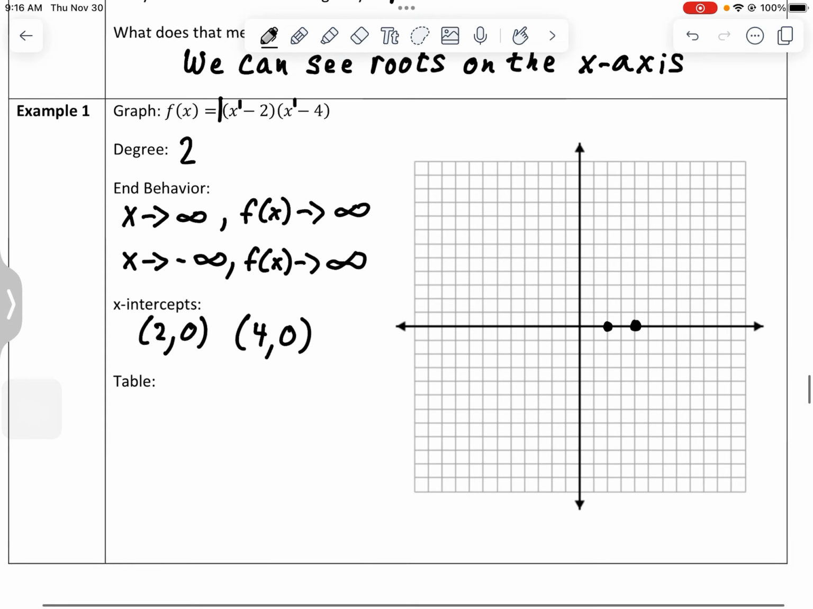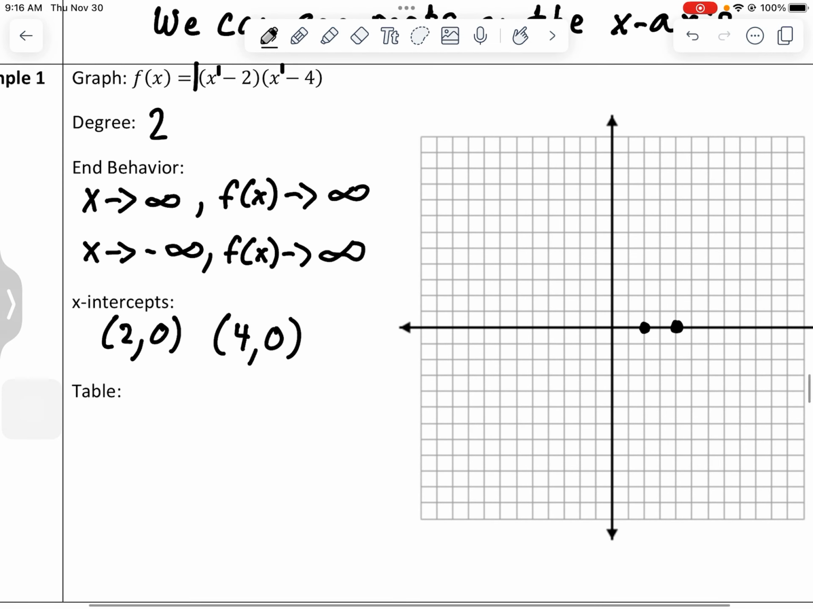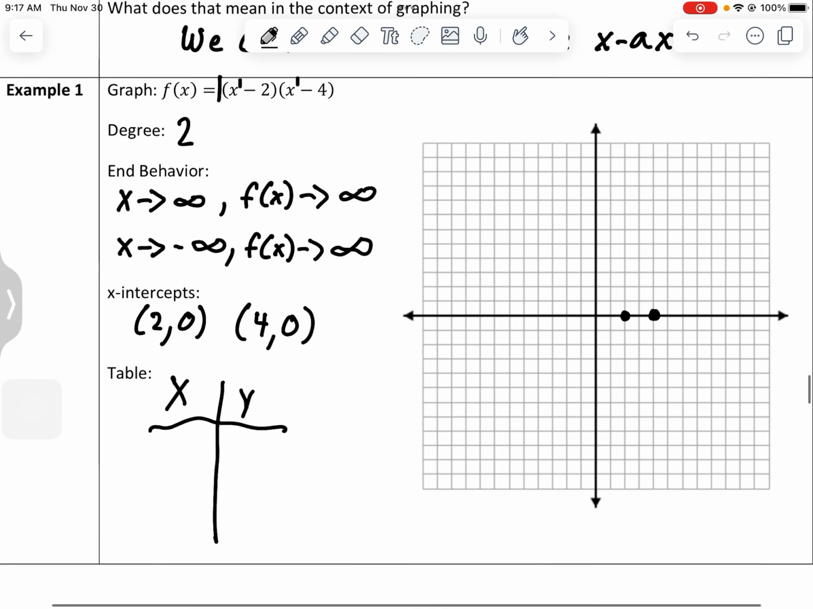Now, the way that we're going to make a table here, this table is going to vary. It's not going to be consistent every time. So it's always going to be an x and y table. What we want to do here is look at the point on the left. Notice 2 is our furthest left point that we see. We always want to go at least 1 to the left of that. So 1 point to the left of 2 is positive 1.